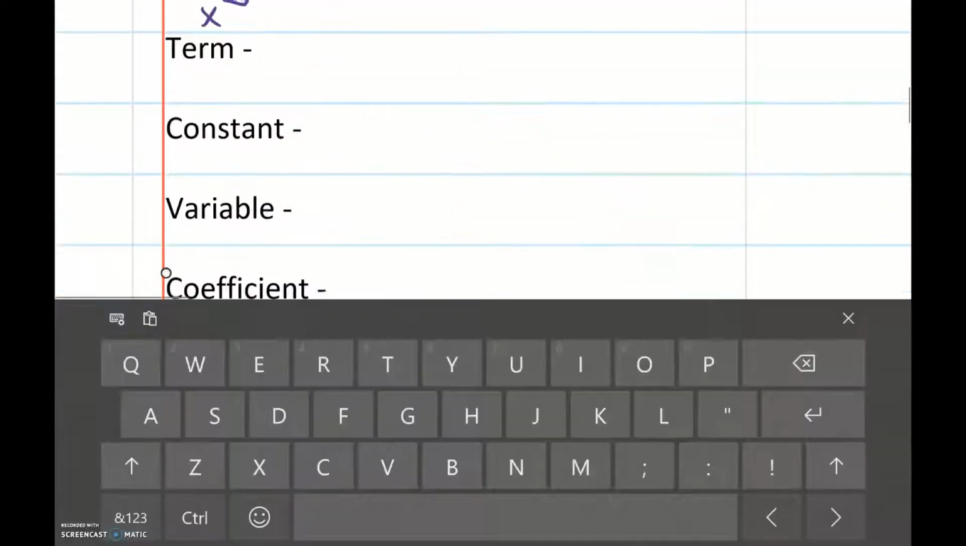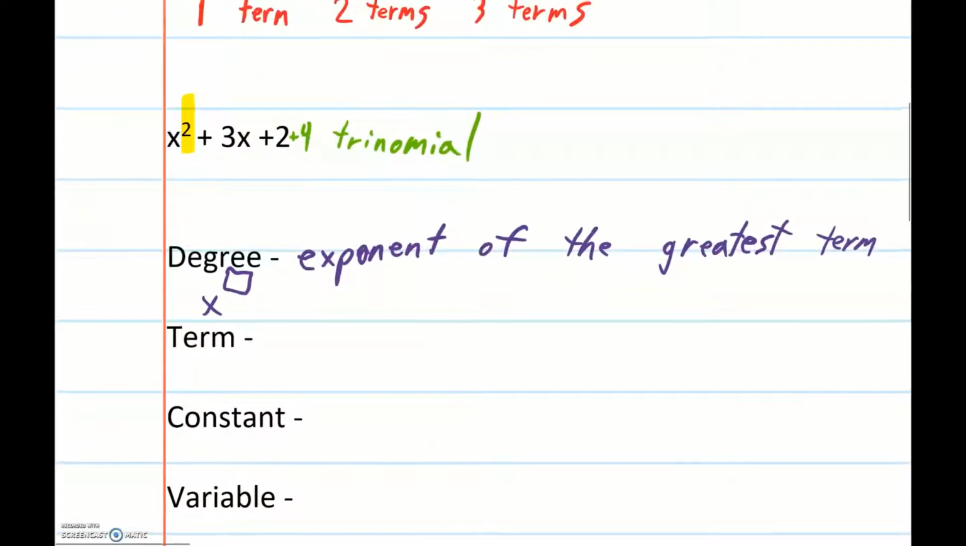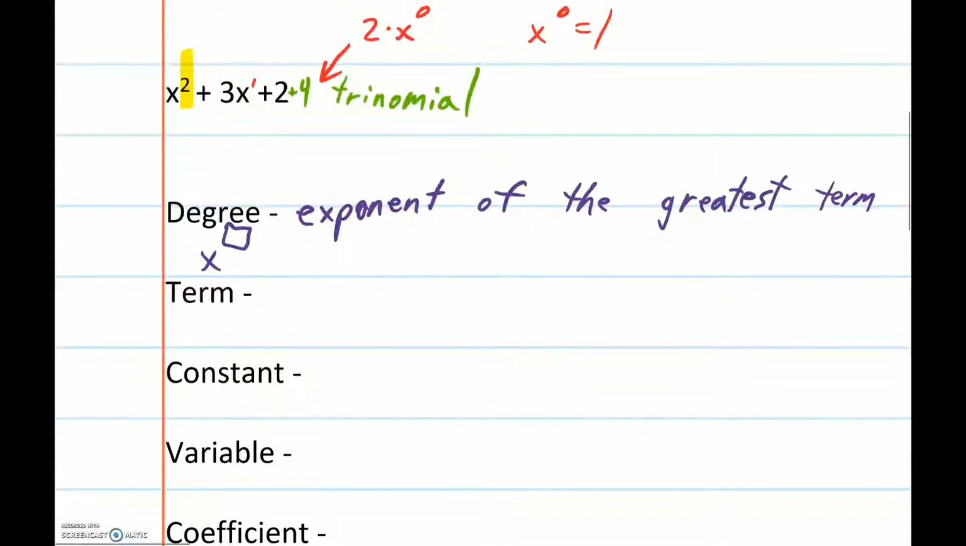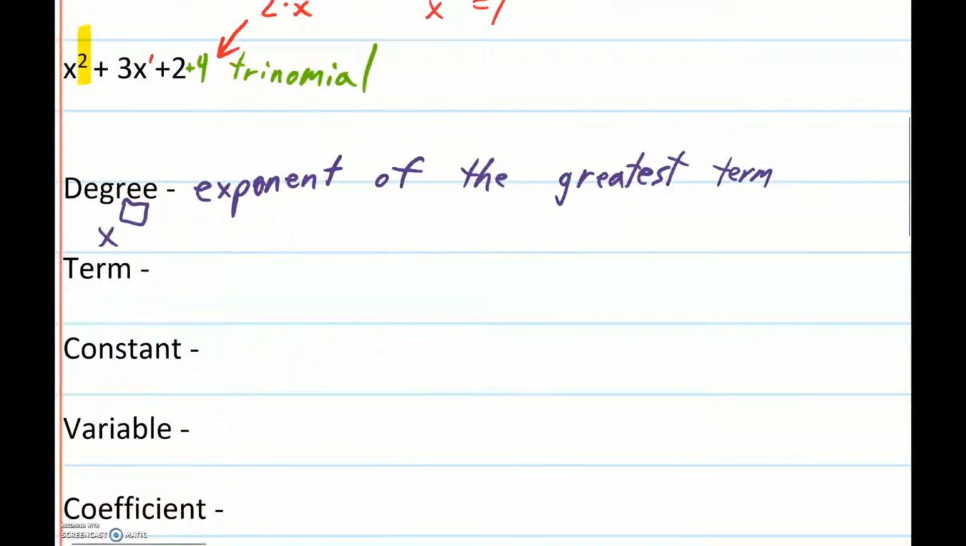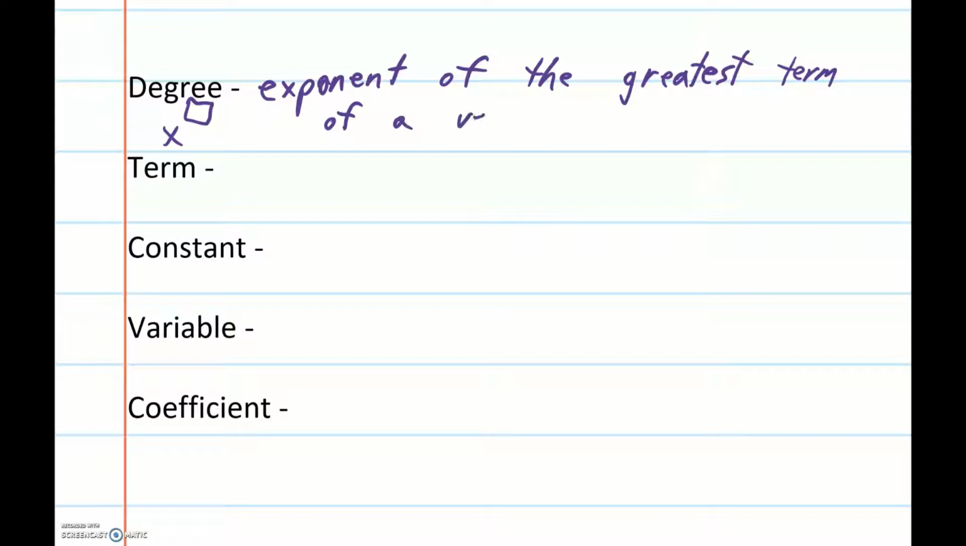So in this case, in our original polynomial, our greatest exponent is that 2. But we still have exponents here, just an invisible exponent of 1. And here, this is the most tricky one. We actually have 2 times x to the 0. So if you remember, anything to the 0 equals 1. So 1 times 2 is still 2. So we can say that has a degree of 0. Okay, so now let's define degree: the exponent of the greatest term of a variable. So if you have an exponent of a number, it doesn't count. Let's just add that there.